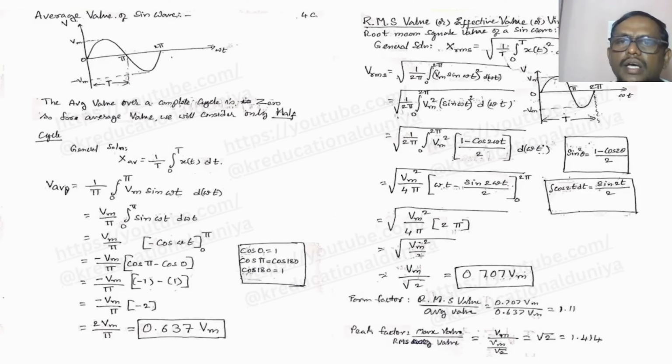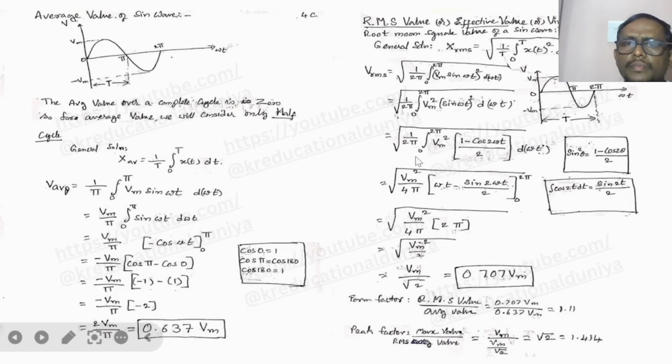So that is equal to under root 1 by 2 pi integral 0 to 2 pi. Separately I am writing Vm square into sin square omega t d omega t. This Vm square is a constant, so it comes out. So what is sin square omega t? Sin square theta equal to 1 minus cos 2 theta by 2, so we write 1 minus cos 2 omega t by 2 into d omega t.